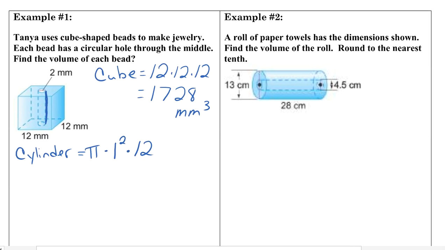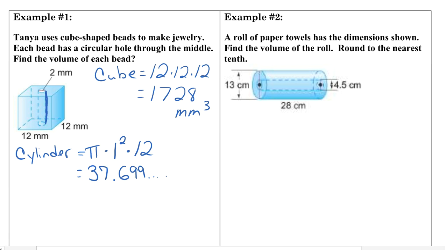Go ahead in your calculator. I want you to calculate that. Remember, we're using the pi button for pi. And then let's see what you get. Okay, so we should have gotten that the cylinder was 37.6991184, and so on and so forth. It goes on forever.